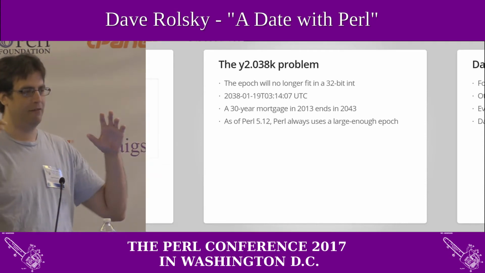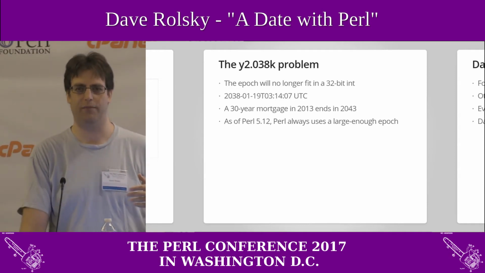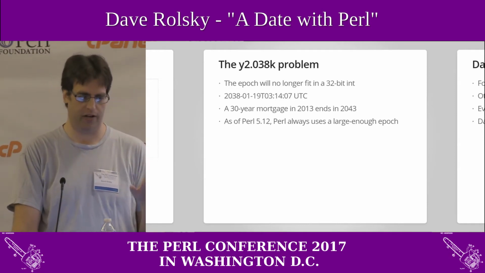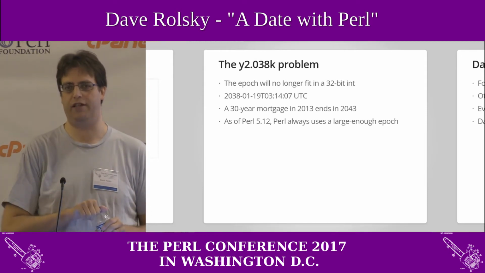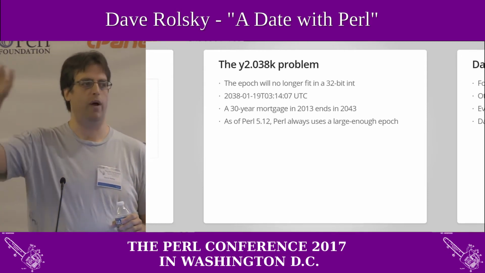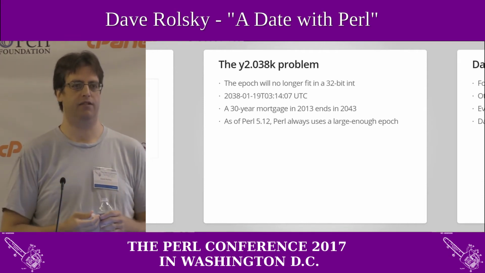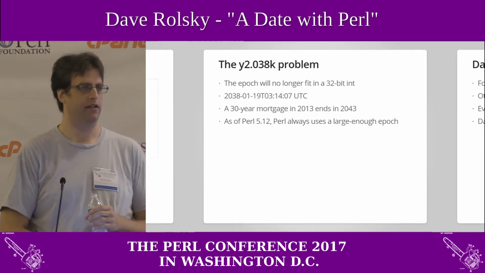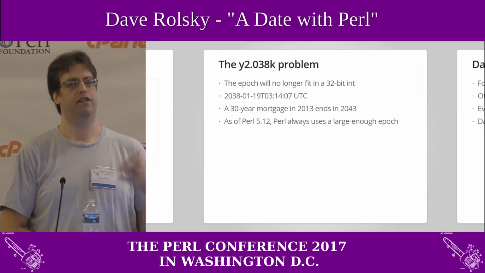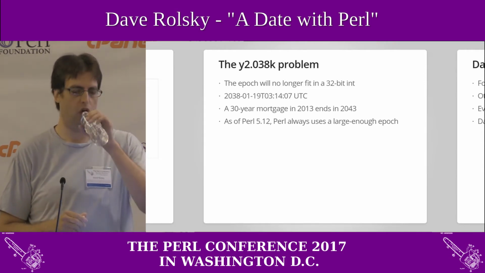Okay. Perl internally uses a large enough epoch. It's not actually 64 bits in all cases. I think it's whatever the size of the IV is. But it's big enough that you won't have this problem and you will go way into the future before you overflow. And nowadays, it's rarer and rarer to find 32-bit systems. I certainly haven't used one in a while. So it's unlikely that this would hit you, but just something to keep in mind.